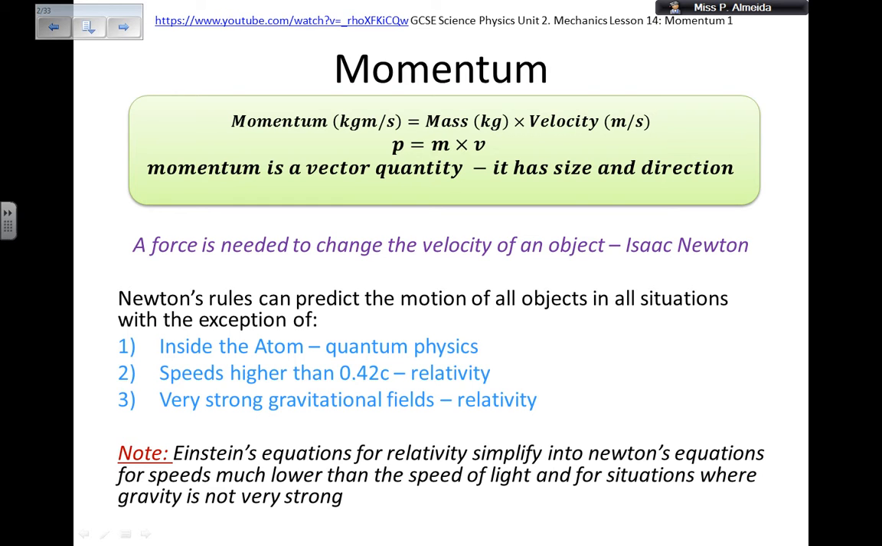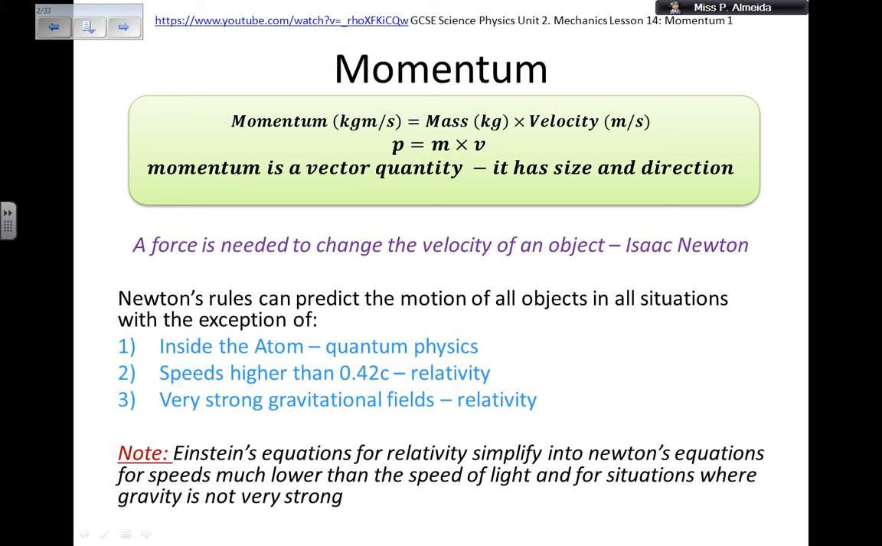Now, Newton's laws of motion can predict the motion of all objects in all situations with the exception of three different things. Number one, stuff inside the atom, because those formulas don't work. That's more quantum physics, so you need to apply quantum physics. Number two, speeds that are higher than 0.42 c, where c is the speed of light, because we get into the relativity field. And I think I have a video, or maybe not, about relativity. If I don't, it will be soon enough. And the last one, very strong gravitational fields, where again relativity takes place. So in those cases, you need to use other equations.